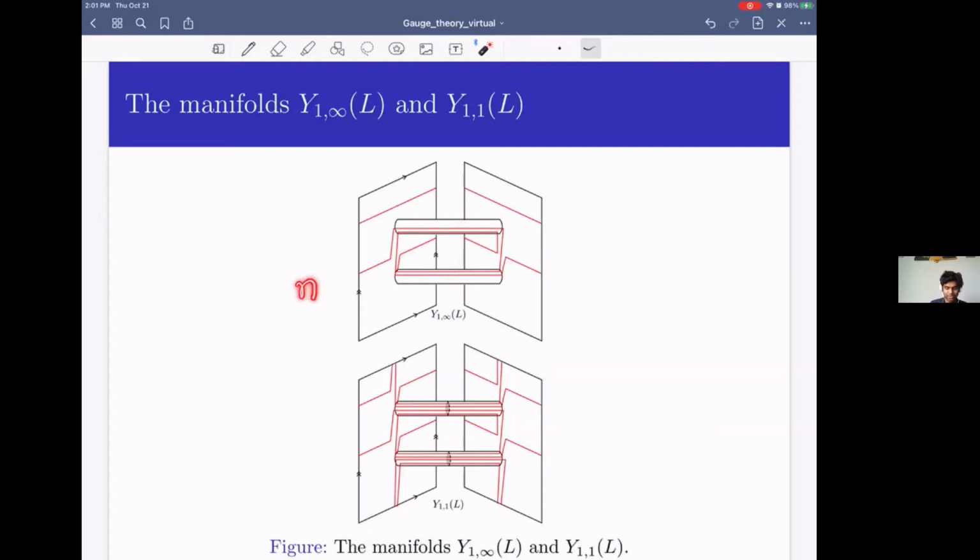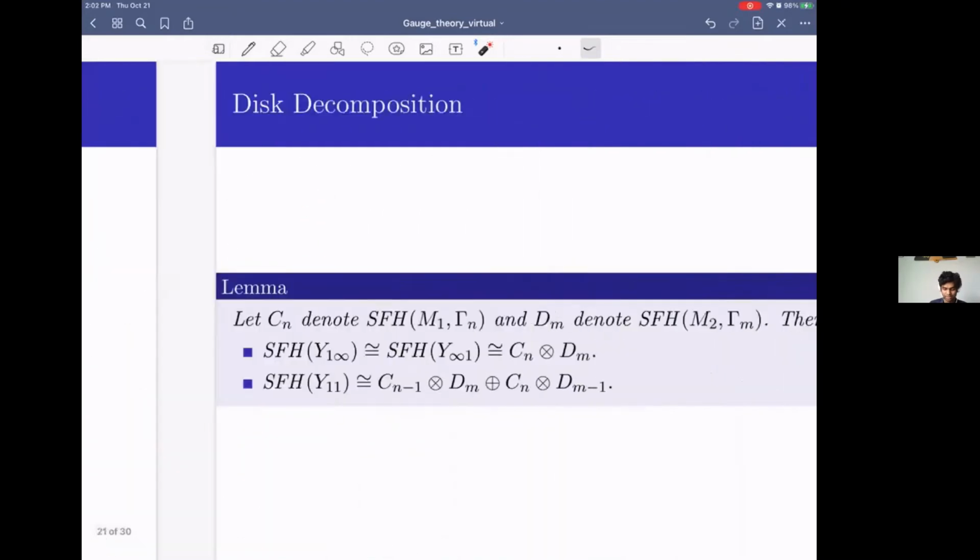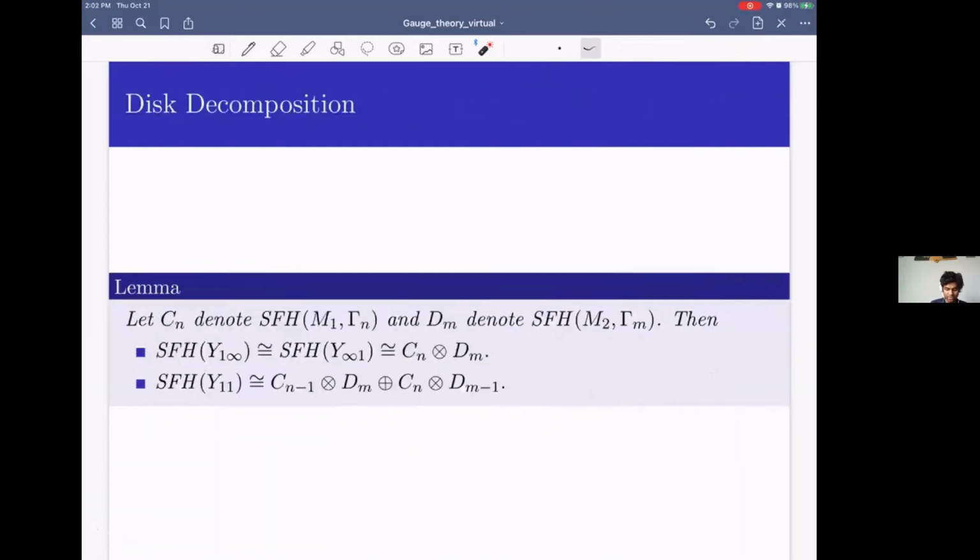I have n twists on the left and I have m twists on the right. So if you cut along the product disk, what you get is this thing, Cn tensor Dm, where Cn is the knot complement with slope n, and Dm is the knot complement with slope m. So when you cut along (1,infinity) and (infinity,1), by exactly the same argument coming from this product disk, we have this isomorphism.